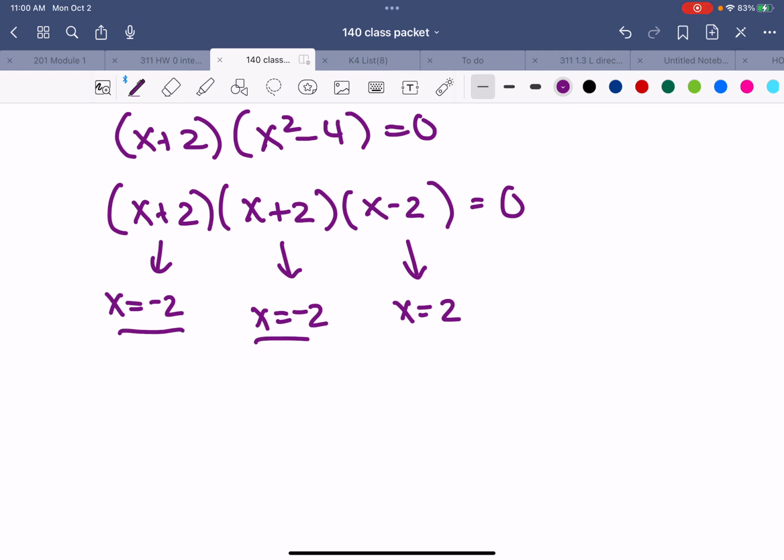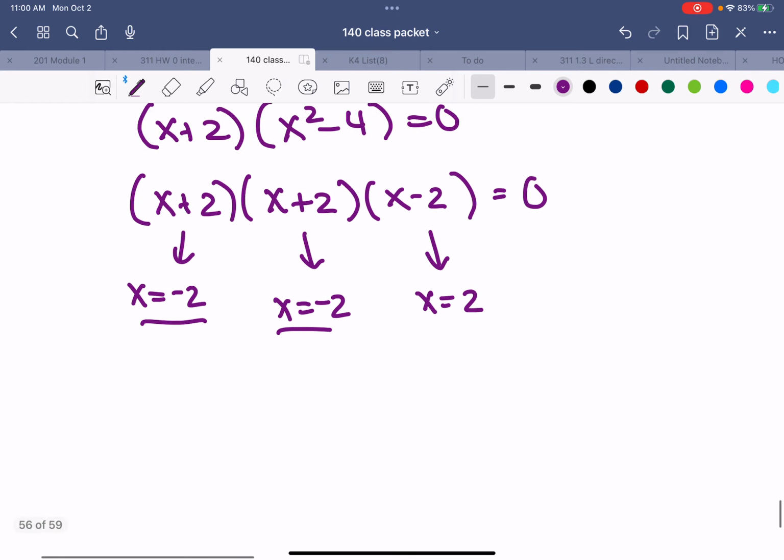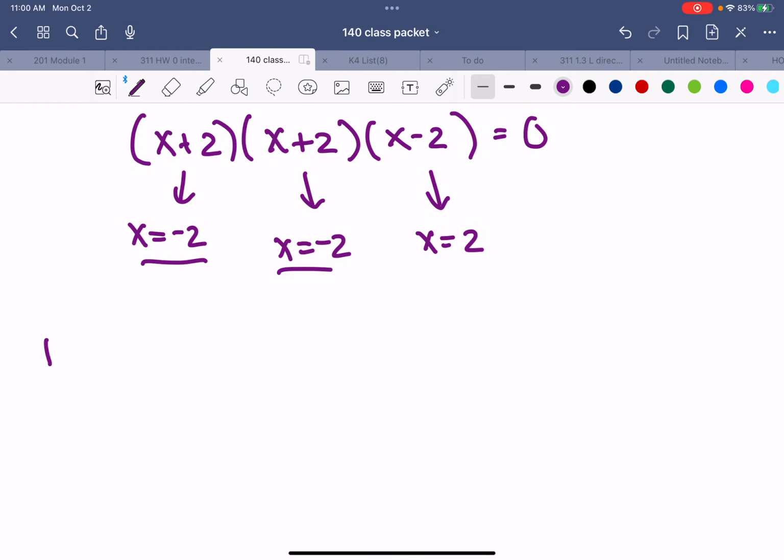Notice that these two are repeats of one another, so that's going to make things a little bit funky in our answer, but that'll be okay. We'll deal with it as it comes. So that's our part 1. Part 2 is when we're going to create our intervals.